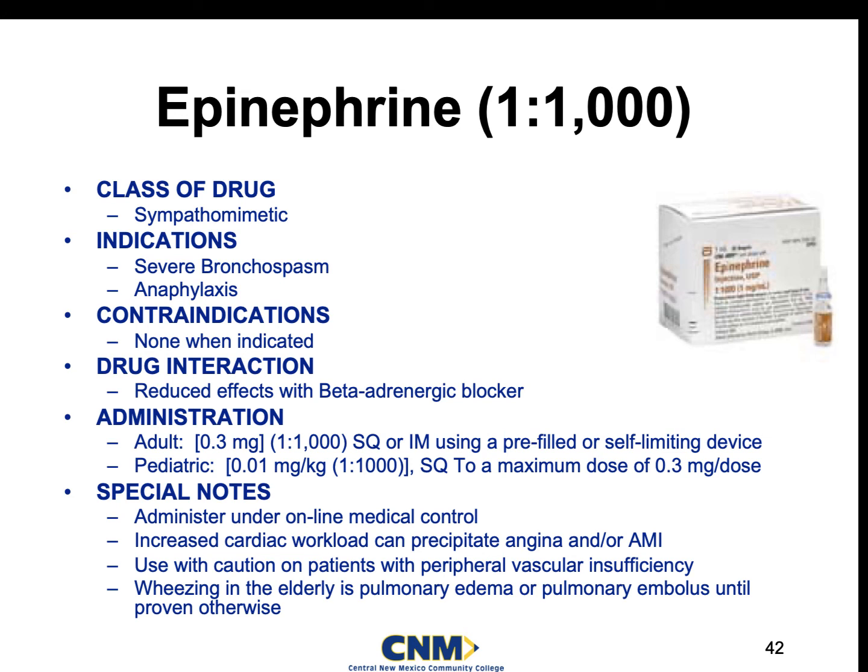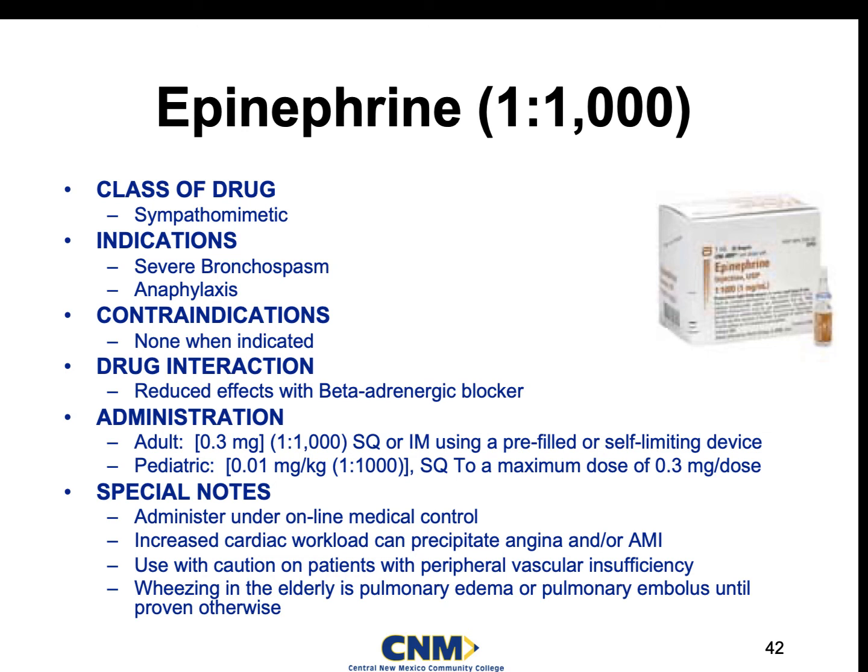Drug interactions, just like with albuterol, if I'm giving a stimulant, right, which epinephrine is, and I already have something blocking my receptors, it can decrease the effects of the actual drug. It could take longer for this drug to kick in, all right? Administration for adults is 0.3 milligrams, 1 to 1,000, sub-Q or IM. We usually give it IM or in a pre-filled auto-injector syringe, or what's called a self-limiting device, okay? Again, this is a very dangerous drug.